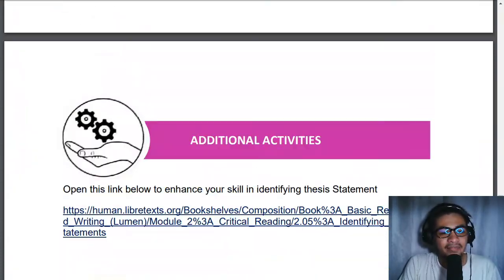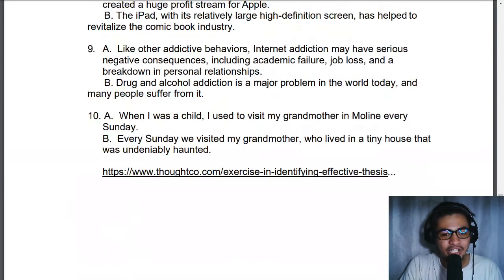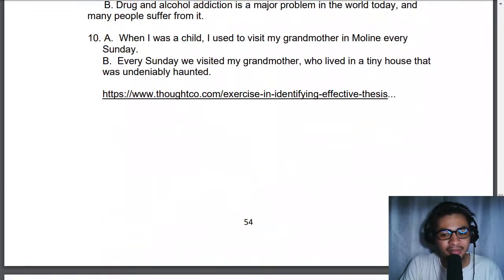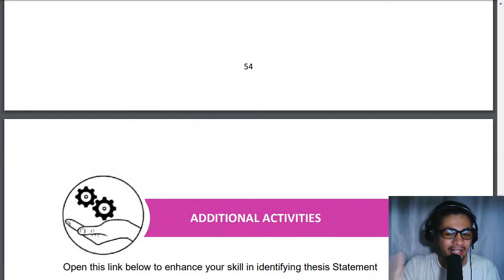There is an additional activity if you wish, but it's not required. It's not a requirement, it's just if you wish to learn more, you can do it. But if not, no problem. The other requirement here is the reflection. Kindly write a reflection after the lesson in your activity notebook, because I will check it.